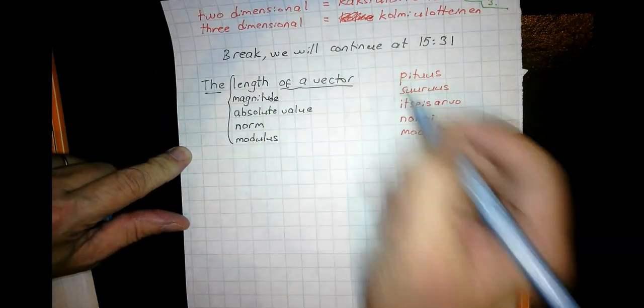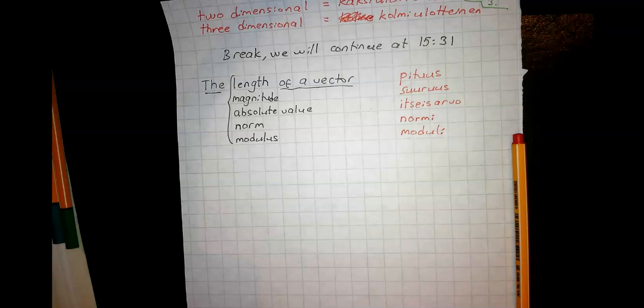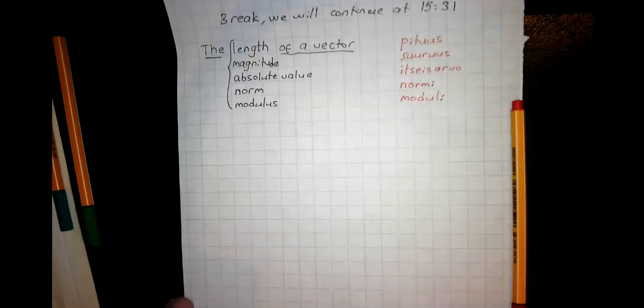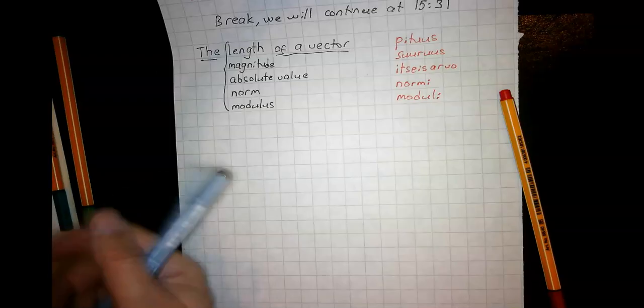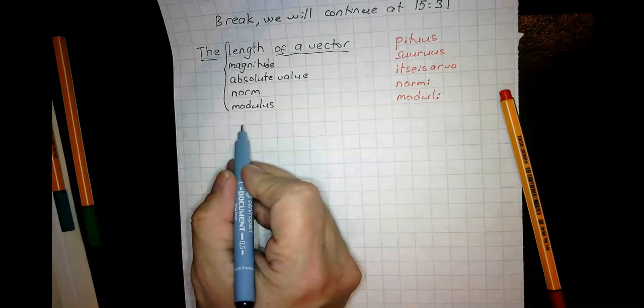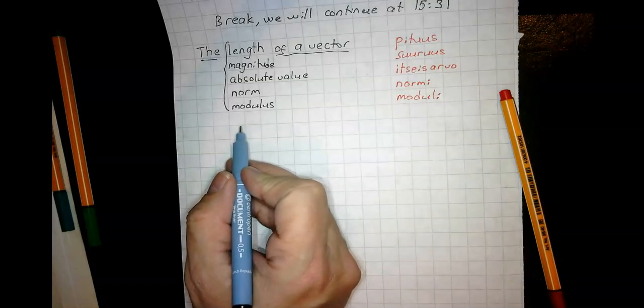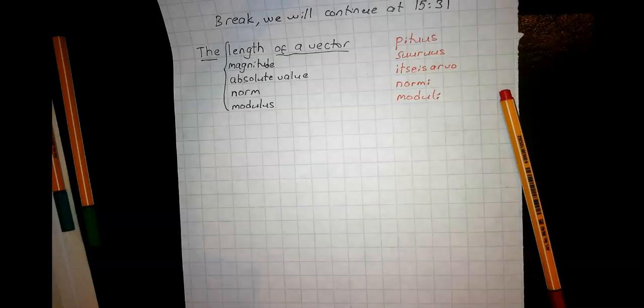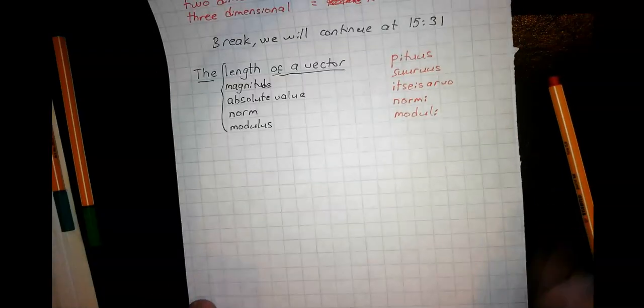The length of the vector. There are many names for a child you love, as it is said. But also the notations, there are probably, I think, 3 or 4 usual notations.